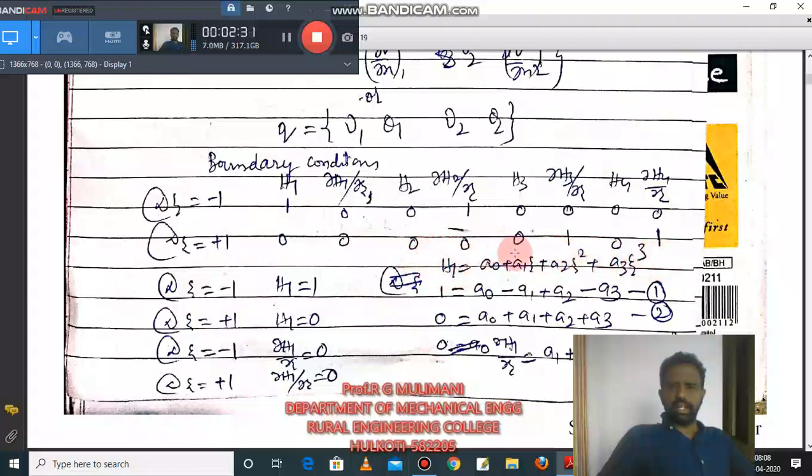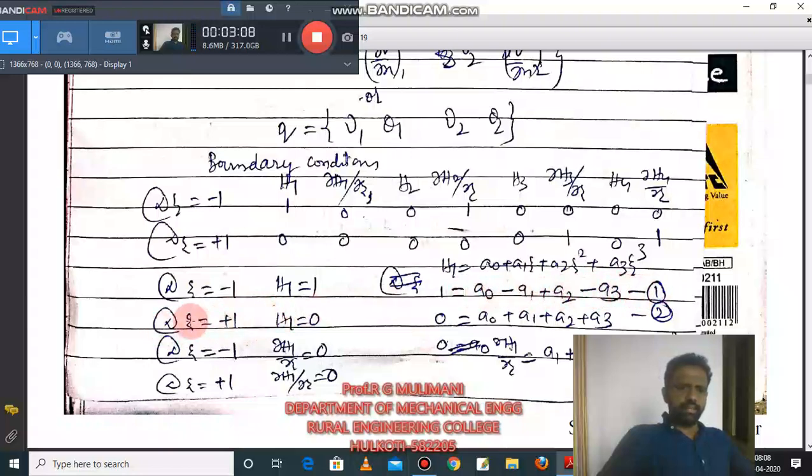This is the assumed function. This assumption is the same for all the Hermite shape functions, and we consider the boundary conditions for the second, third and fourth Hermite functions separately. Let us consider the first Hermite function, and these are the boundary conditions. At zeta equal to -1, h1 is equal to 1, where the zeta value -1 is substituted here. So we got the first equation.